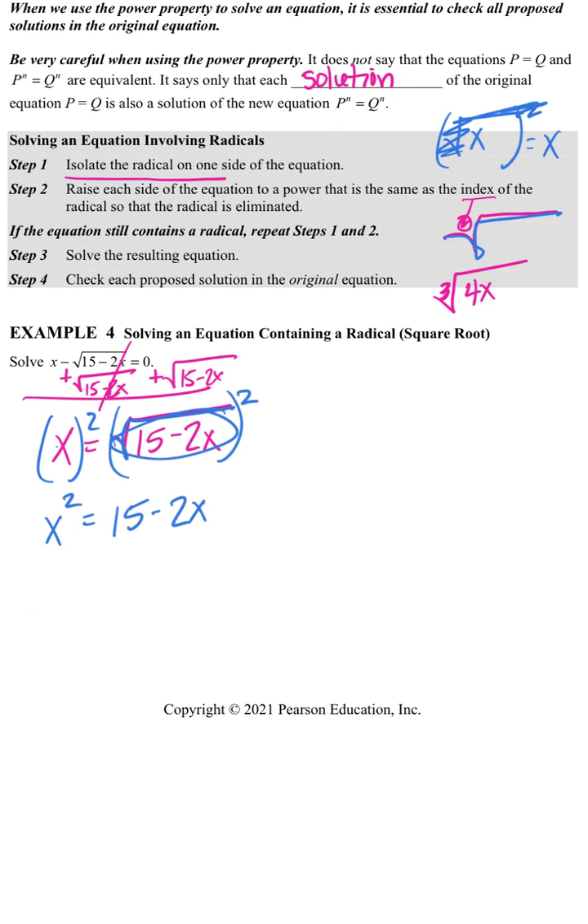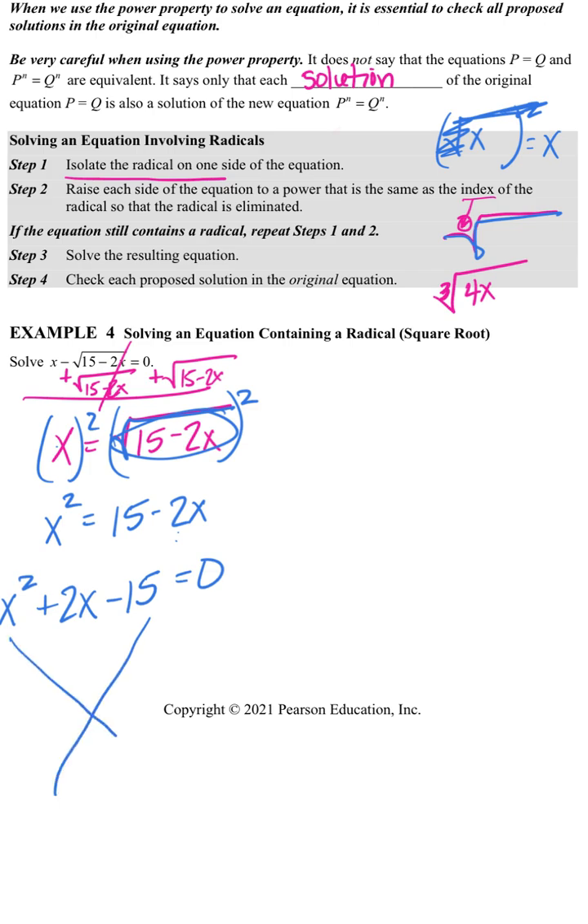So now I can solve this. I'm going to move everything over here. So x squared, the opposite of negative 2x is positive 2x. The opposite of 15 is negative 15. So we just moved everything over. Now I have a quadratic, and since I have a quadratic, I can factor this out.